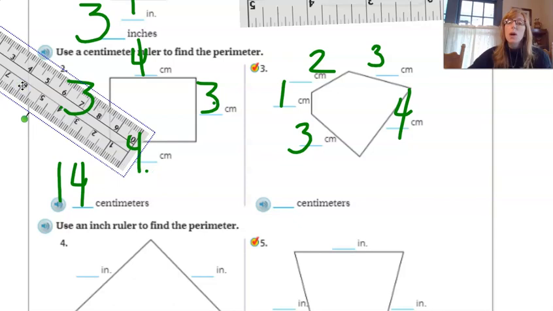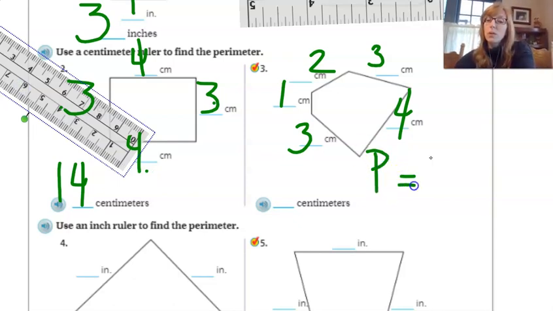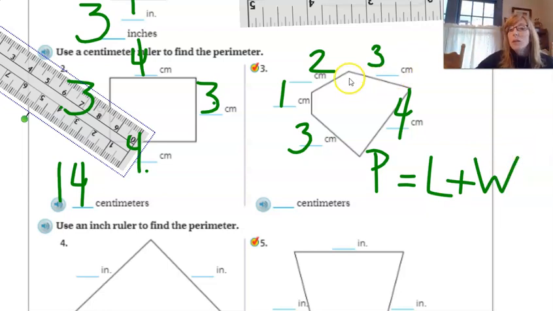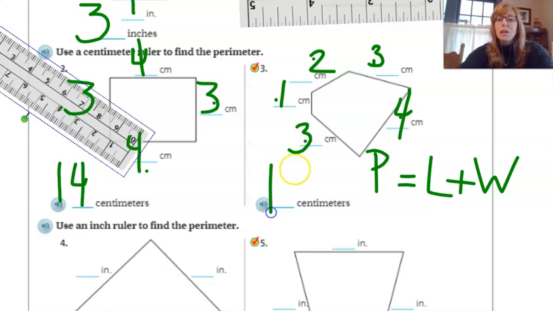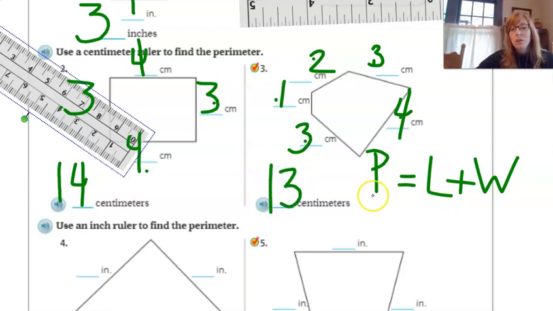All right, so we know that perimeter equals the length plus the width. And we know that perimeter is the distance around, so it doesn't matter how many sides it has. It matters that you go from one side all the way around until you get to the beginning that you started at. That is perimeter. It is the distance around the entire shape. So we're going to start at the number 1, and it's 1 plus 2 is 3, plus 3 is 6, plus 4 is 10, and plus 3 is 13 centimeters.